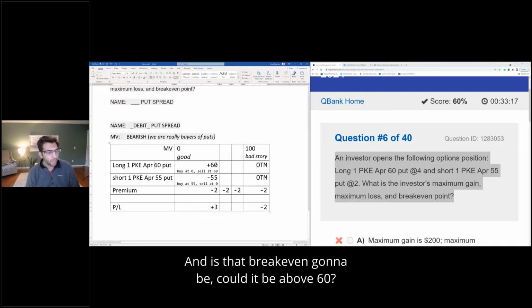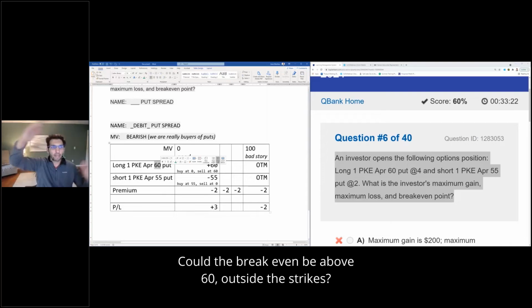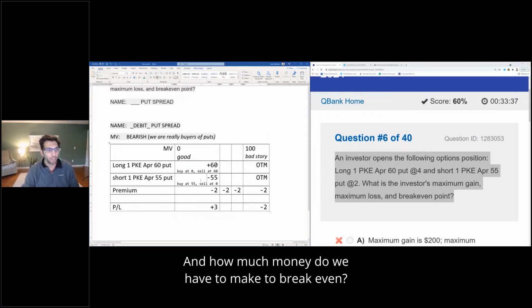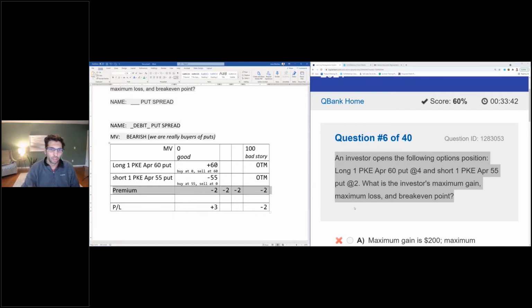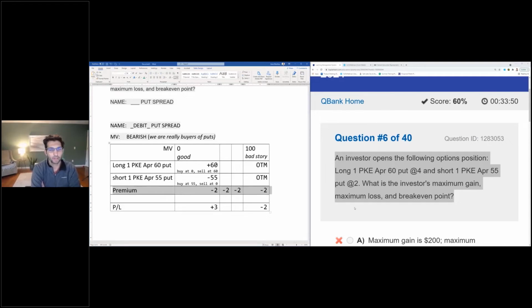And so now we got to think about that break even. Could the break even be above 60, outside the strikes? Where's all the action in a spread? It's between the strikes. And how much money do we have to make to break even? We start this thing off down 2. So we need to make $2. How can we make $2 between 55 and 60? Where's the market value?